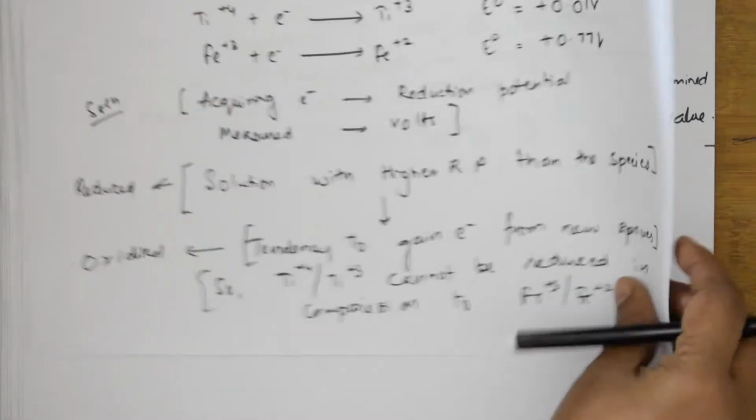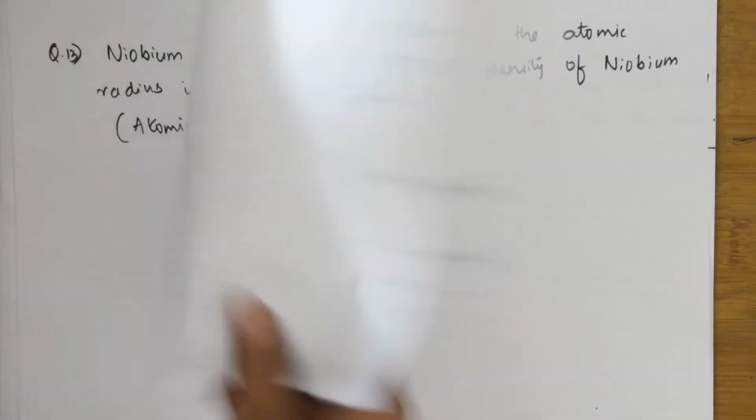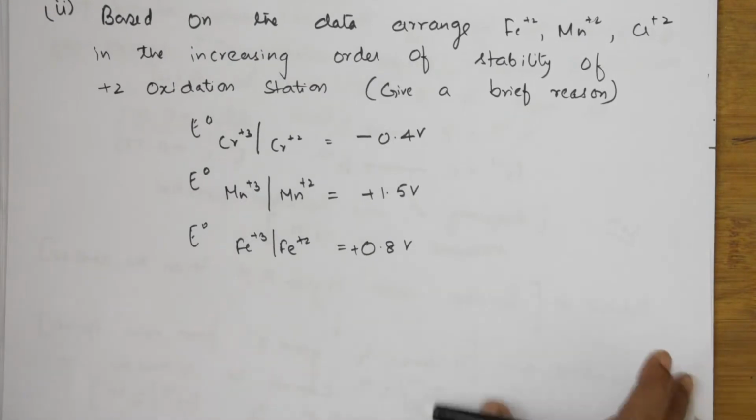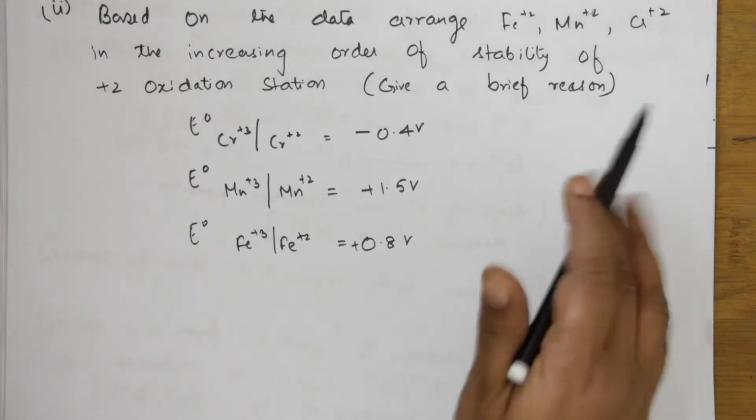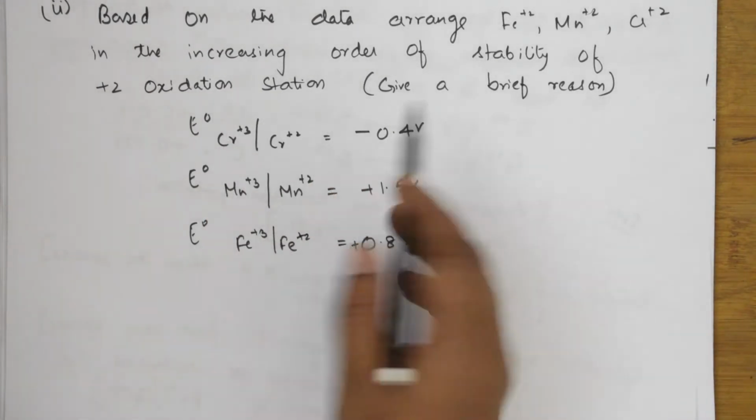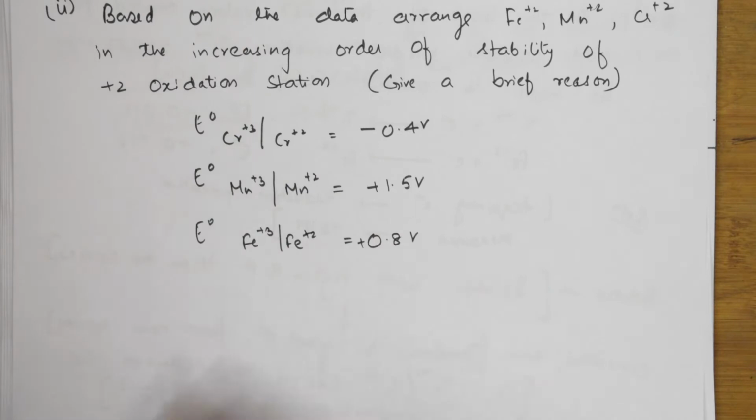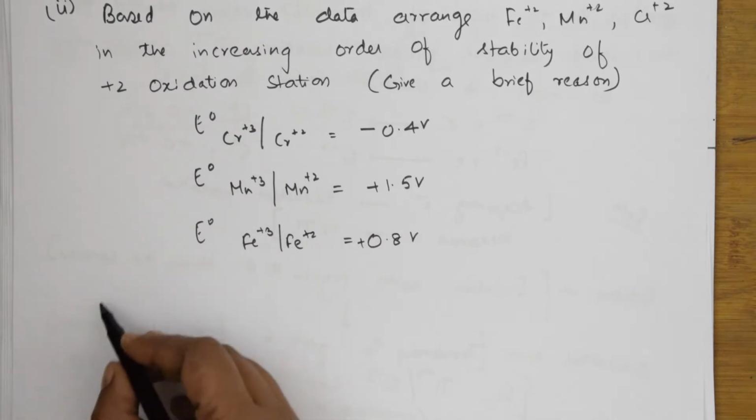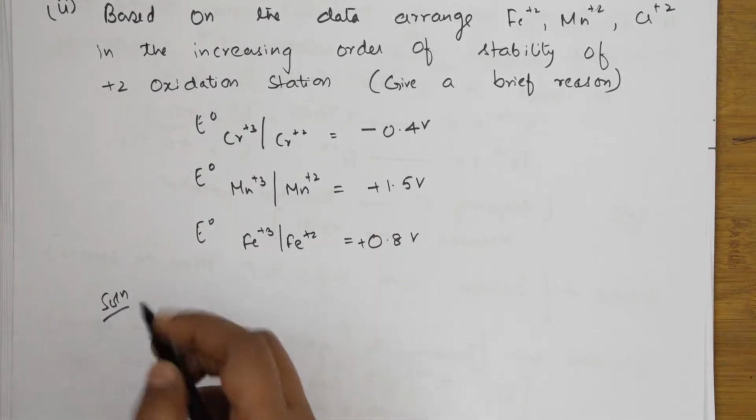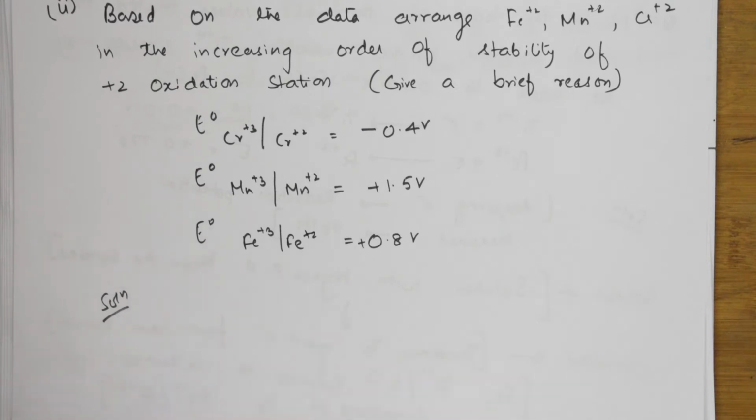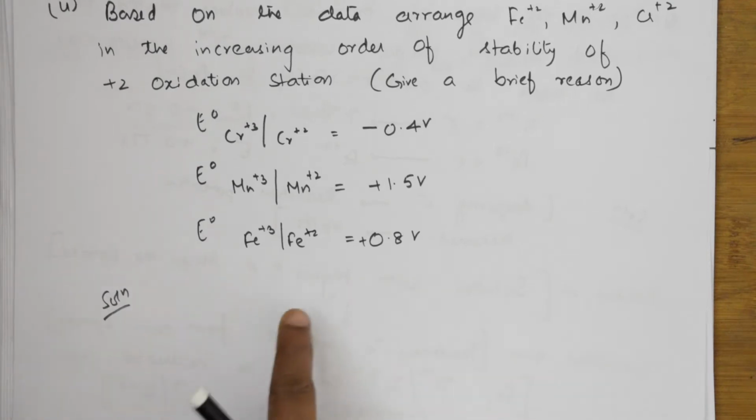Now let's come back and do one more question which is here. What did they give me? They said, based on the data, arrange Fe+2, Mn+2, Cr+2 in increasing order of the stability of the plus 2 oxidation state. Okay, so first important thing, they have given 3 values. What is important? What is the 2 marks question here? Arranging the order is half a mark and writing the reason is 1 mark.